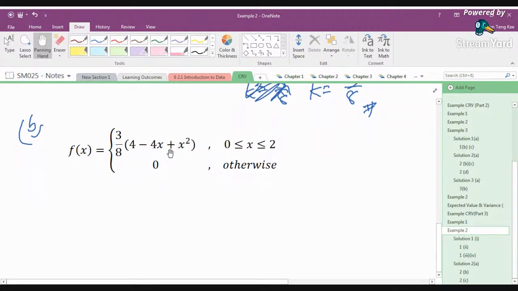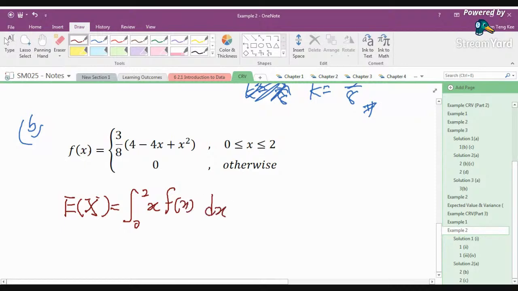So now these are the functions that I want to refer to, after I substitute my k and expand: 2 minus x squared. Followed by, let us calculate the expected value, E(X). So again, E(X) is that I want to integrate from 0 to 2, x multiplied by f(x). So instead of using this function, I want everything multiplied with x, so I need to multiply with x.